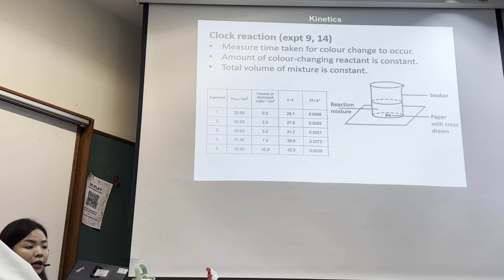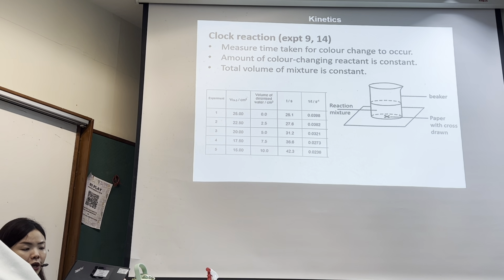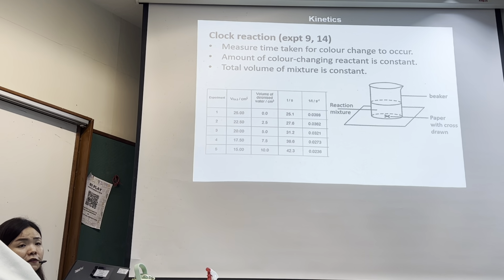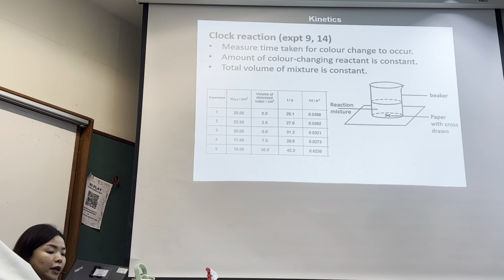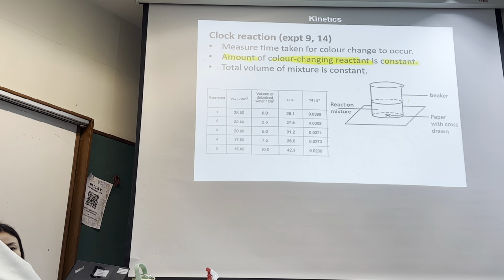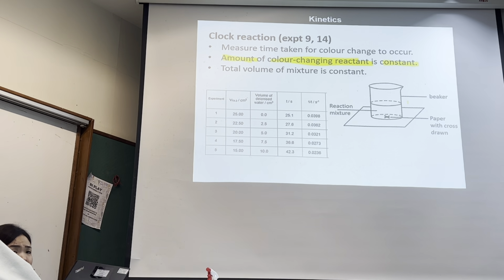Continue. Now, next one, in kinetics, there is still this part of clock reaction. Okay, experiment 9 and 14. Clock, basically you're measuring color changes over time. Okay, so there must be a color changing reactant and the amount is constant. Okay, so for example, your thiosulfate, time taken for the thiosulfate with starch.